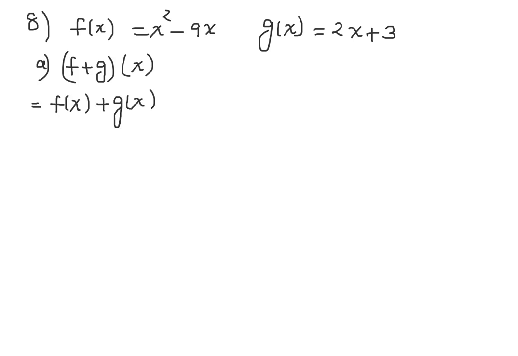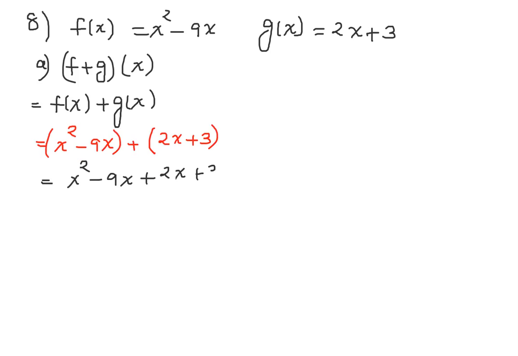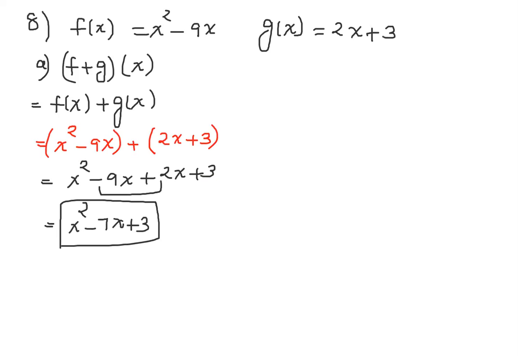So what is f of x given? Which is x squared minus 9x. And so I'm plugging in for f of x, and g of x is 2x plus 3. So now we are going to remove the brackets and collect the like terms. So these are like terms. So we get x squared minus 7x plus 3. So this is f plus g of x.